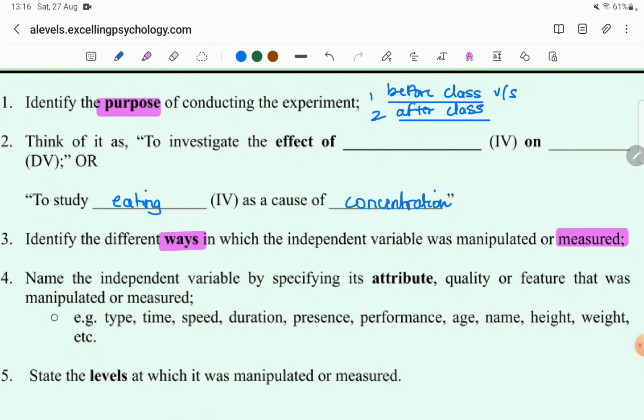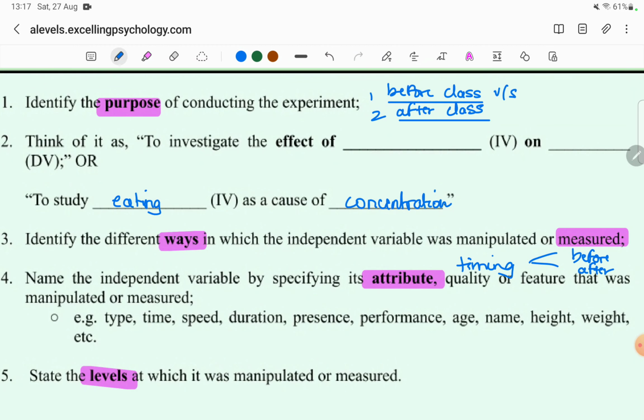What attribute of eating has she measured? Has she measured the quantity of eating, how much participants ate? No. Has she measured which type of food they ate, whether they ate junk food or nutritious food? No. What has she measured? She has measured the timing of eating. Okay, so I'll keep this in mind. And finally, I need the levels at which she has measured this timing of eating. So there are two levels, before and after class.